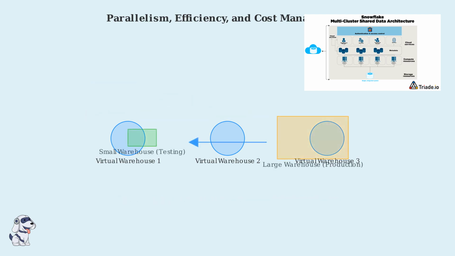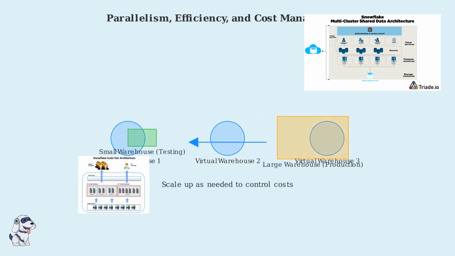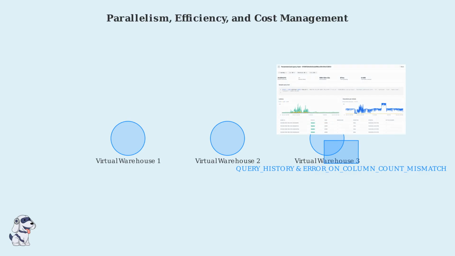During the loading process, you can apply data transformations and validation functions on the fly. Loads are compute efficient and billed per second on virtual warehouses, making them cost-effective for large datasets. To manage costs effectively, start with smaller warehouses for testing and scale up for production loads. Use monitoring tools like query history to track performance, and error on column count mismatch to ensure data integrity in CSV files.